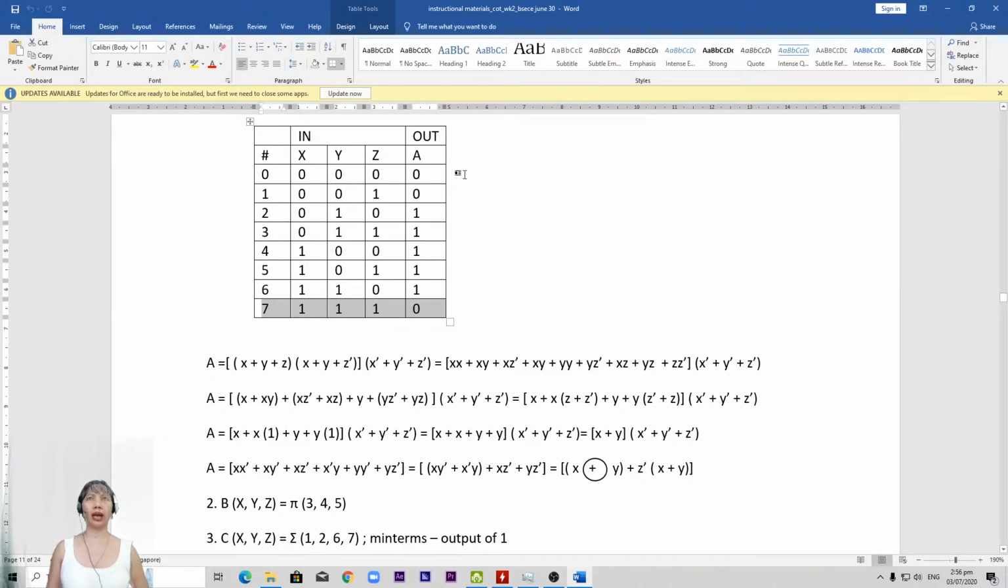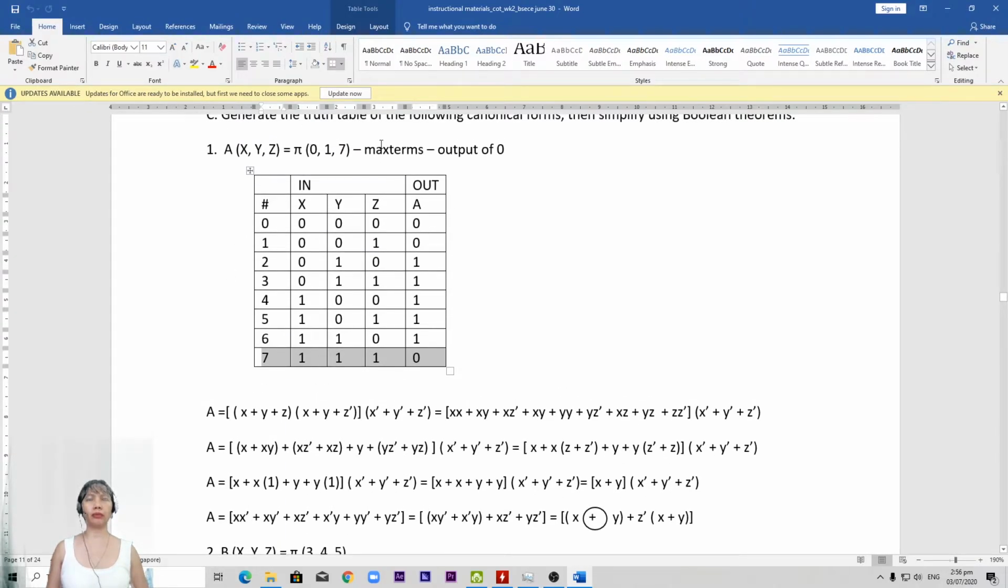So we have 3 terms. For max term 0, you have x plus y plus z. For max term 1, we have 0, 0, 1, x plus y plus z prime. And for max term 7, x is 1, y is 1, z is 1, so we have x prime plus y prime plus z prime.